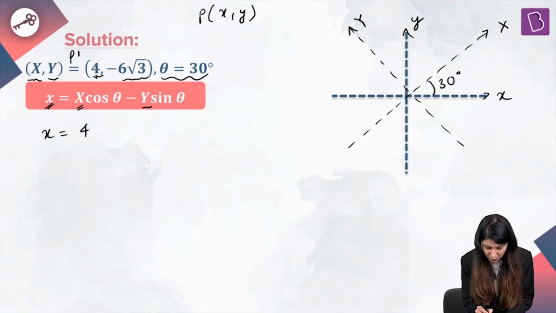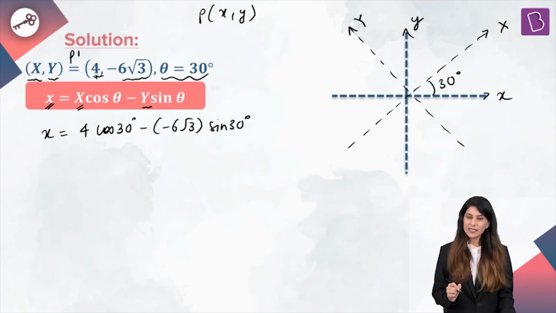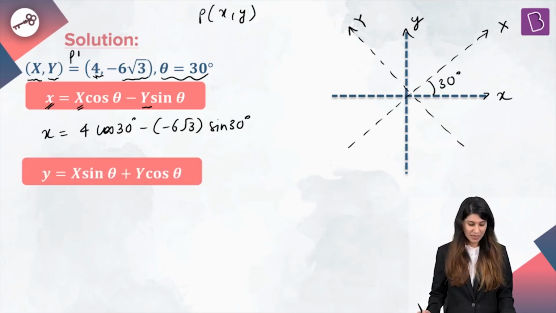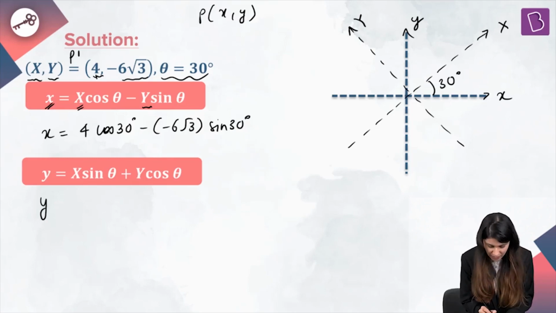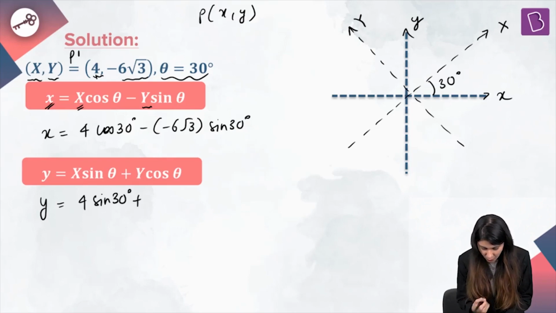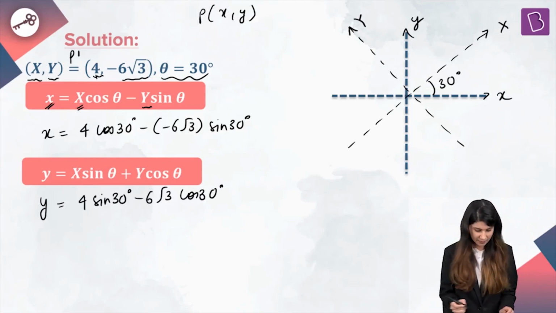Small x will be what? 4 cos 30 degree minus 6 root 3 sin 30 degree. Yes, similarly, we just need to solve this to get the value of x. Now, similarly, the value of y will be given by this formula. Small y is capital X sin theta plus capital Y cos theta. Let's put the values. y will be what? 4 sin 30 degree plus, okay, minus 6 root 3 cos 30 degree. We just need to solve this to get the final answer.